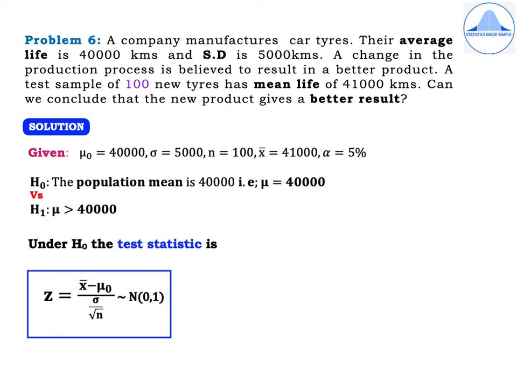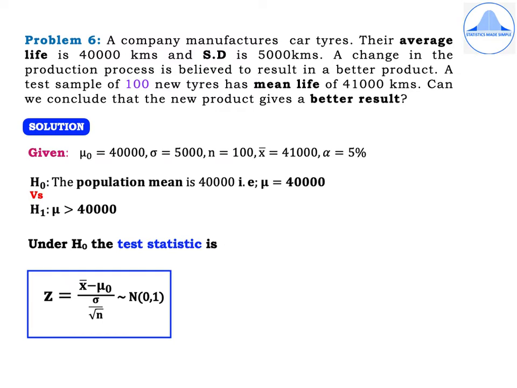Then they are saying a change in the production process is believed to result in a better product, and so a test sample of 100 new tires has mean life of 41,000 kilometers. So the sample is n. So n is equal to 100 and the mean of the sample is 41,000 kilometers. That means x bar is equal to 41,000 and alpha, because it's not mentioned, is taken as 5%.